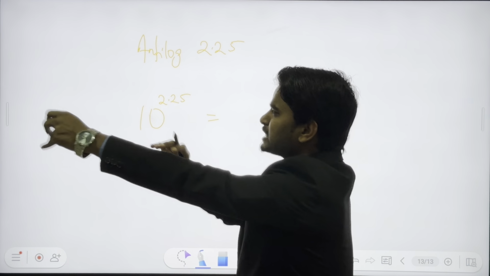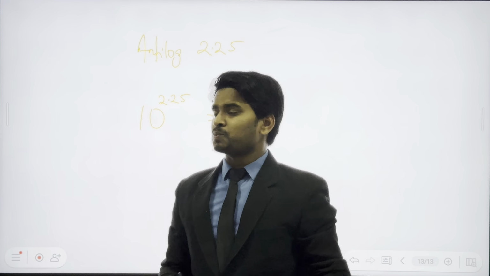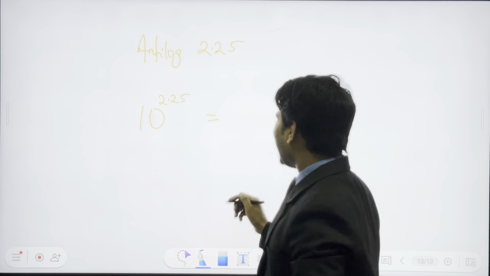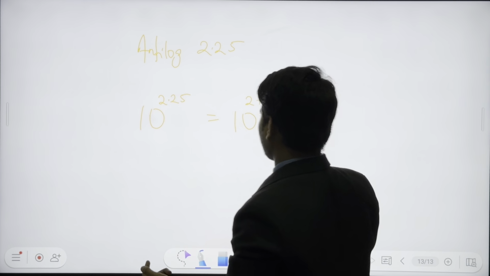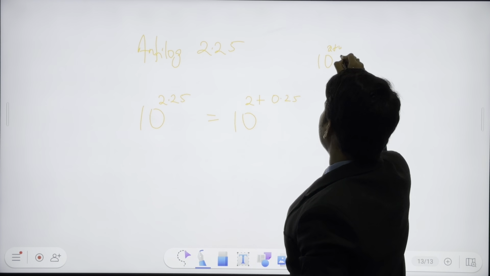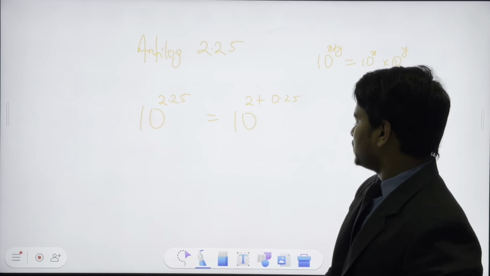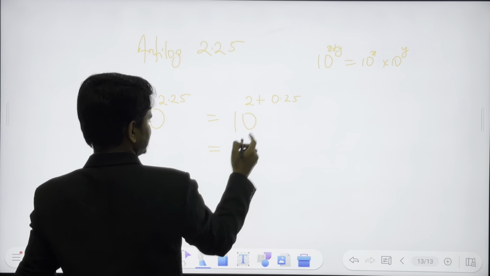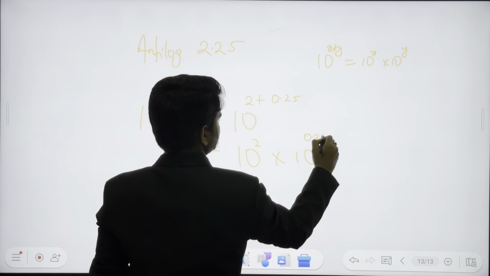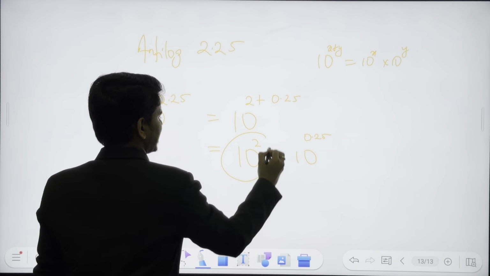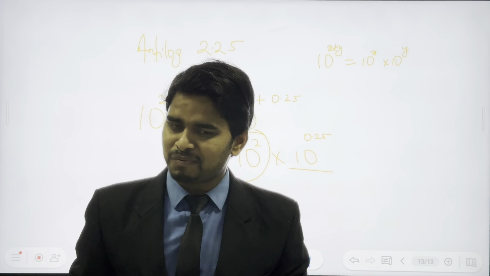We know 10 to the power x into 10 to the power y can be written as 10 to the power x plus y, and that's why 10 to the power 2.25 can be written as 10 to the power 2 plus 0.25. Remember, 10 to the power x plus y can be written as 10 to the power x into 10 to the power y. So this is 10 to the power 2 into 10 to the power 0.25. This is making sense, this is a standard form, but again this is 10 to the power a decimal. How to understand what the value can be?